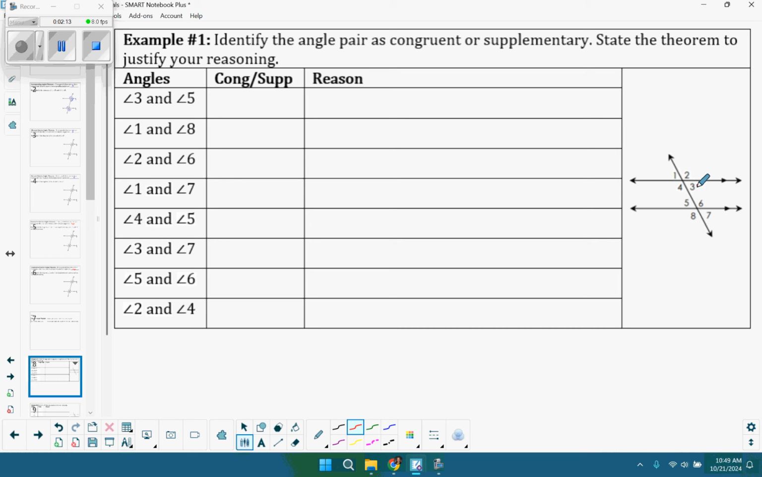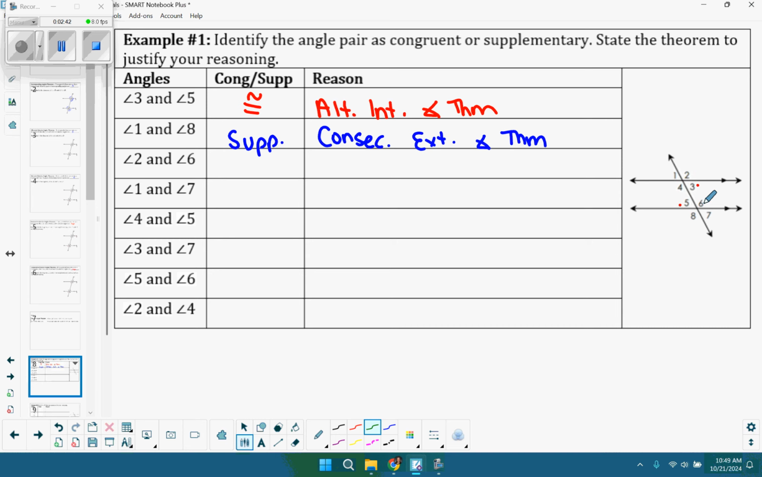So if I'm looking at angle 3 and angle 5, those are alternate interior angles. So I could use the alternate interior angle theorem to say that those are congruent. If I'm looking at 1 and 8, they are consecutive exterior angles. So we can use the consecutive exterior angle theorem. And anything with the word consecutive in it is going to be supplementary.